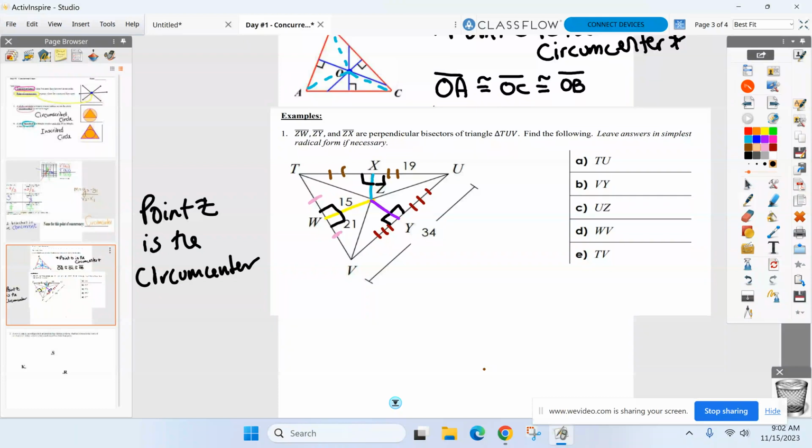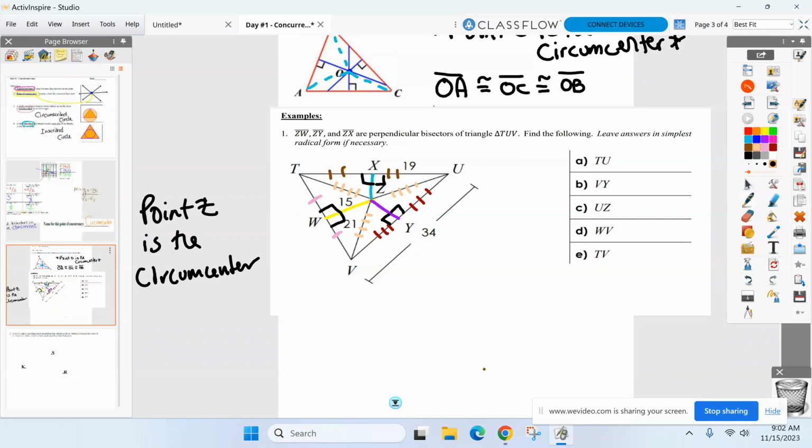Yep. Okay, everyone, we good? Circumcenter, not equidistant from the sides. It's the same distance from the vertices. So these three are congruent to each other. Whew. Look at that diagram, just from those directions. We haven't even solved the darn thing yet.